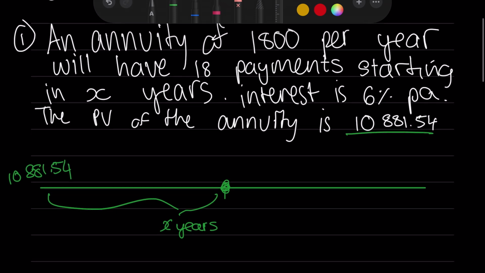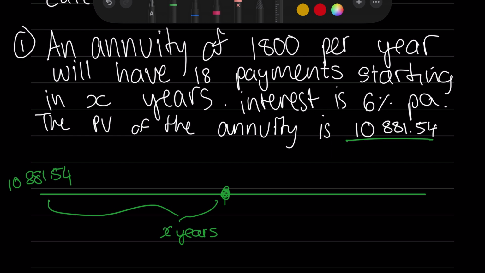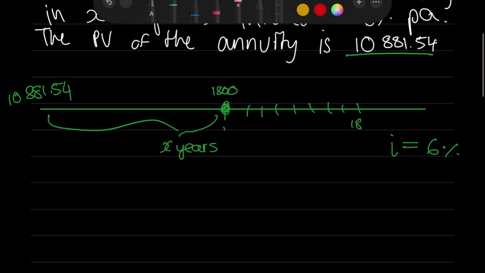Okay, so let's do it. An annuity of 1,800 per year will have 18 payments starting in X years. So I'll start with the first payment being here. They said that there's going to be 18 payments, and the interest is 6% per annum, and our annuity payments are per year, so everything's good. I'm happy. We can get into it. So let's work out the present value at time X over here. That's my time X.